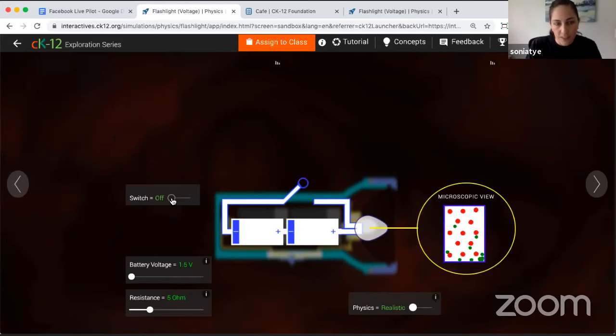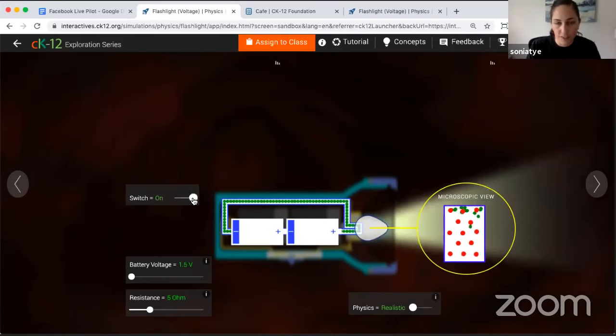When I turn the switch on, just like I did at home, you see, whoa, these little green dots start flowing and my flashlight turns on. So the little green dots must be the electrons, and they're moving in a circle in my circuit. Now I have this really cool microscopic view here, because like I said, the whole fun thing about the simulation is it's making the invisible things happening in my flashlight visible. This is literally going on right here.